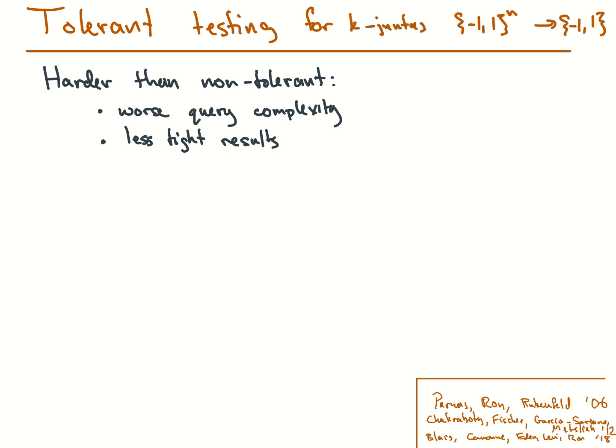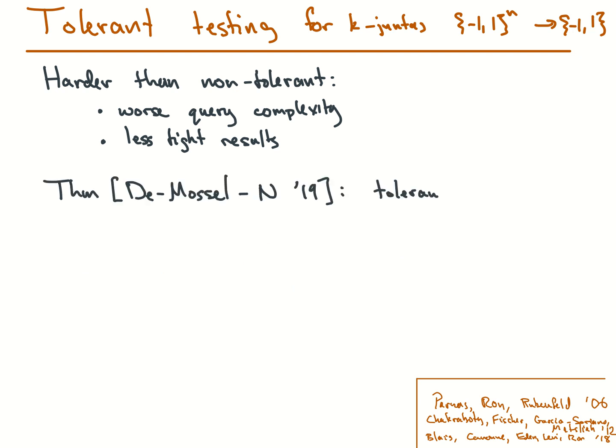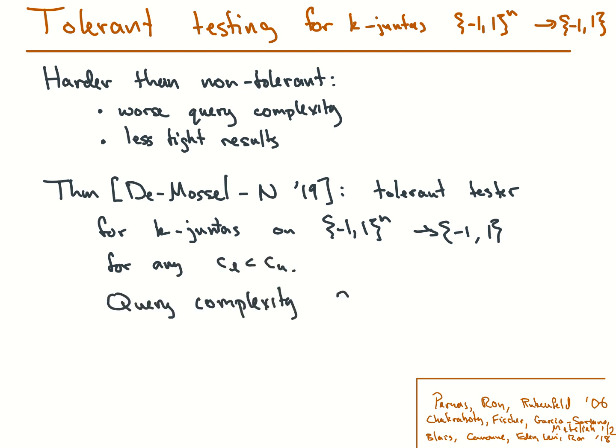Until recently, there were a few works giving tolerant testing algorithms, but with gaps between cl and cu. For example, Blais et al. gave a tolerant tester that works if cu is at least 16 times cl. If you think of tolerant testing in terms of estimating the distance to k-juntas, this is like giving an algorithm for estimating the distance to within a multiplicative factor of 16. With Anindya and Elchanan, we recently gave a tolerant tester that works for every cl and cu, but its query complexity was something like 2 to the k times poly k over epsilon, and the exponential dependence on k was also present in previous works.